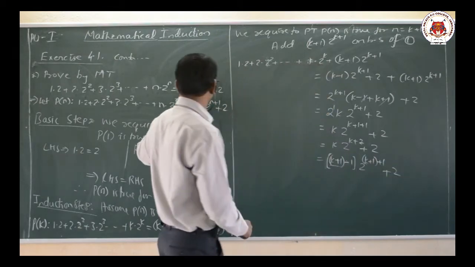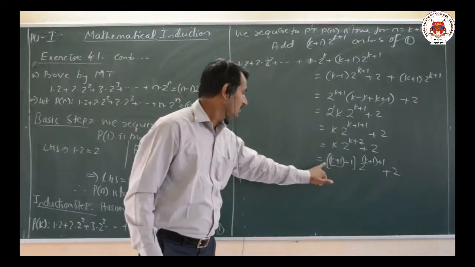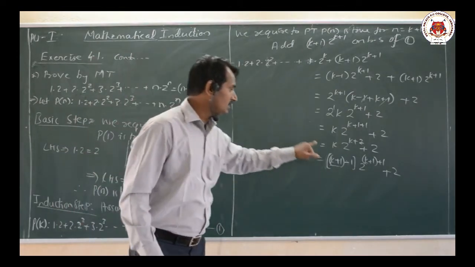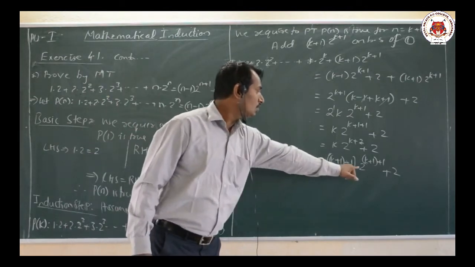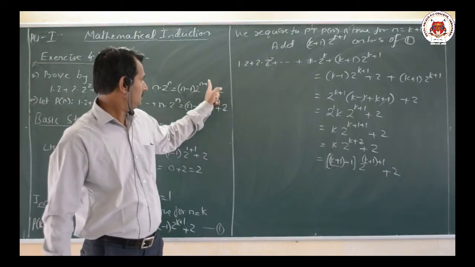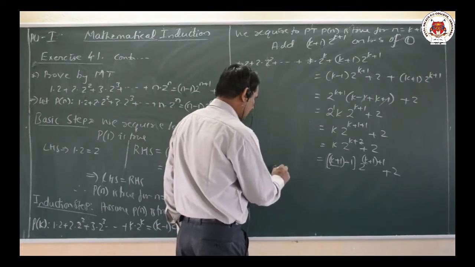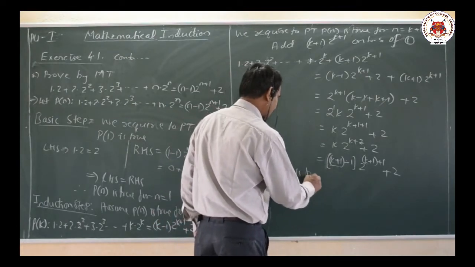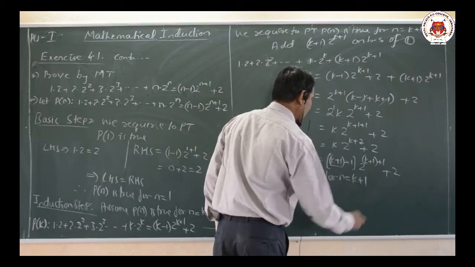That is nothing but here, in the place of n, we are having k plus 1. In the place of n, we have to look at k plus 1, that is n = k plus 1 minus 1, 2 raised to... In the place of n we are having k plus 1 plus 1 plus 2. So that implies here p of n is true for n is equal to k plus 1, dear students.